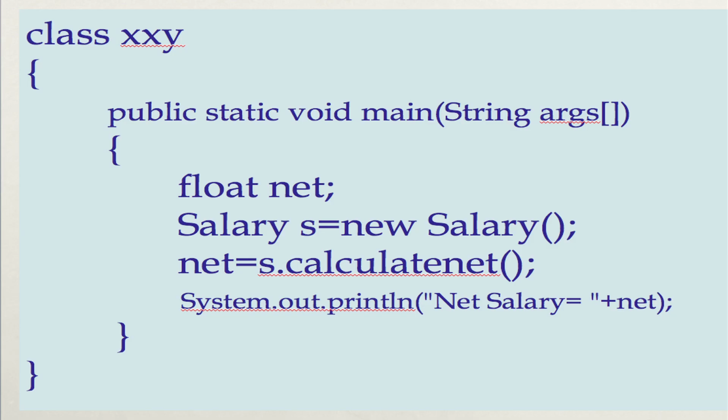So this ns will be transferred to the variable net. Net is a float type, and the return type of calculateNet is also float. So this float value will be transferred to the net variable, and finally in the last line, System.out.println net salary equals, we are printing the value of the net variable. So this is the program where we have used the constructor.